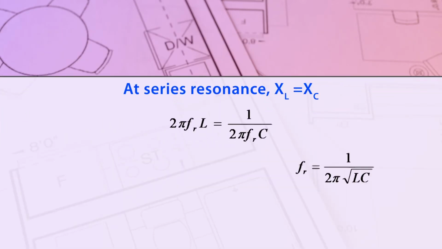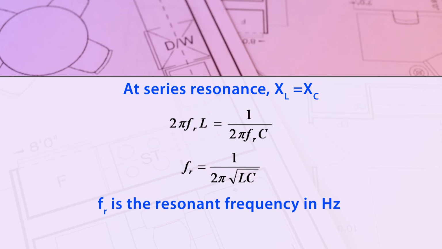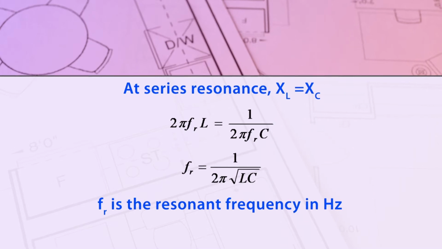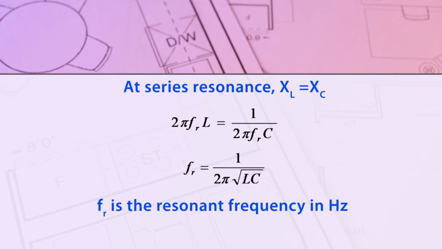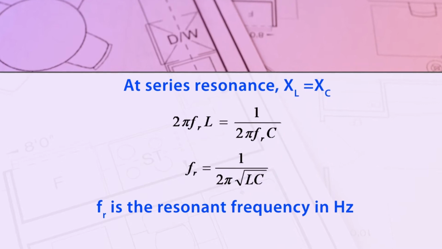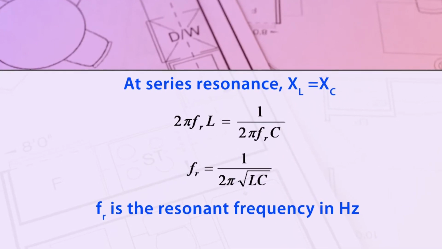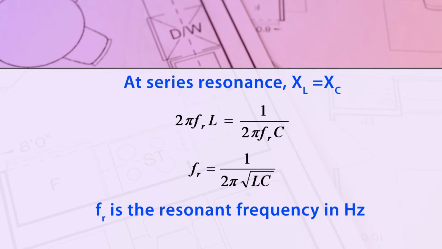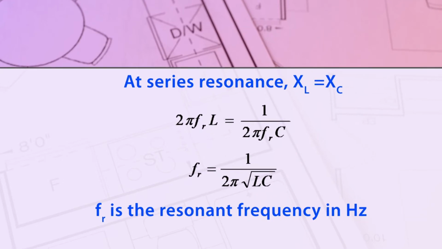Therefore, to obtain series resonance, the frequency is adjusted to the resonant frequency, which can be written as F suffix R, so that XL is equal to Xc. The condition at point P as shown in the figure, at series resonance XL is equal to Xc. XL can be written as 2 pi FR L, where FR is the resonant frequency. Similarly, you can write Xc is equal to 1 upon 2 pi FR C.